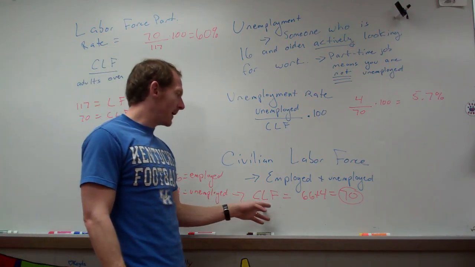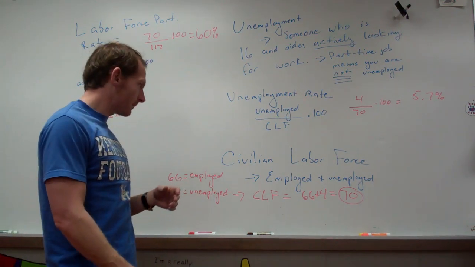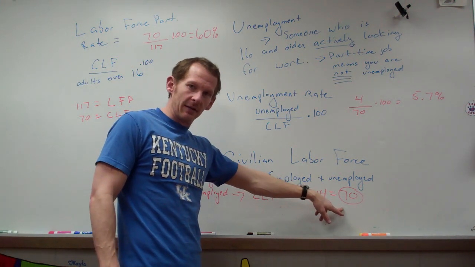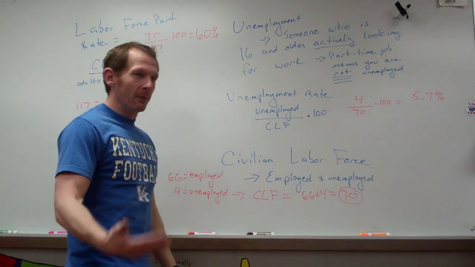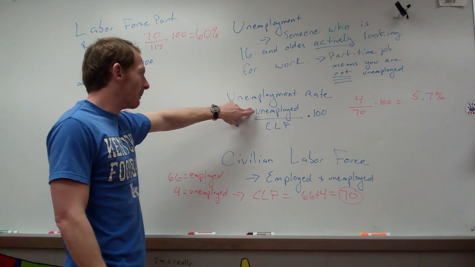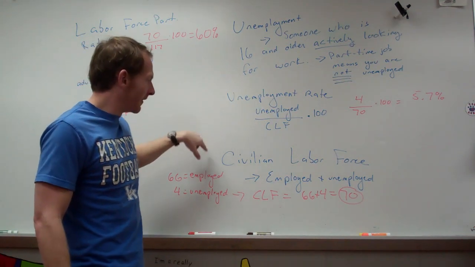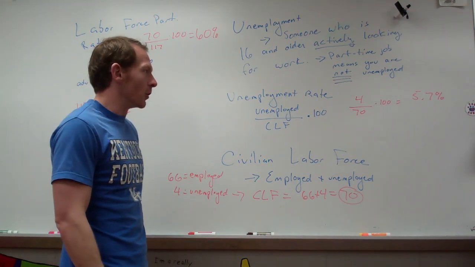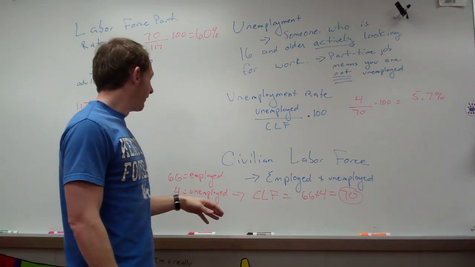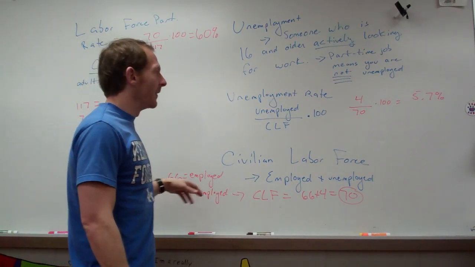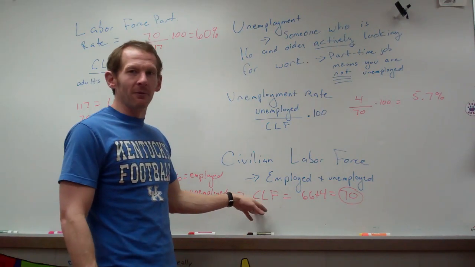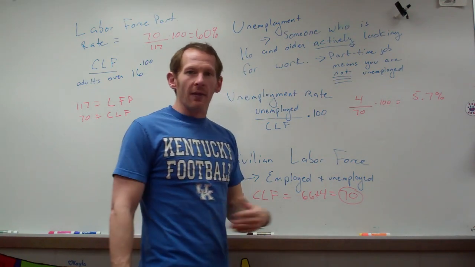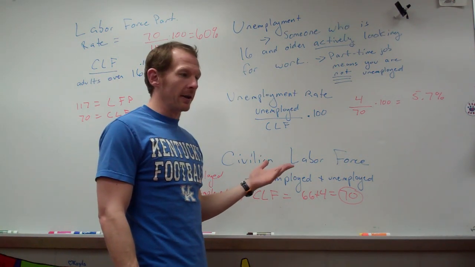Our civilian labor force, employed plus unemployed, is 66 plus 4, which is 70. To find the rate at which people are unemployed, you take the number of unemployed people over the civilian labor force, times 100, which just moves the decimal, and that gives you your rate. So 4 over 70 times 100 equals 5.7%, and that would be our unemployment rate in this scenario.